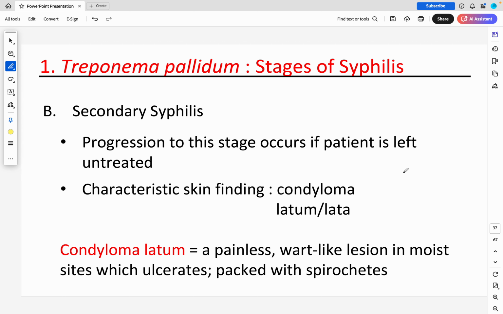Then there is secondary syphilis, which is the progression of the primary stage if the patient did not undergo treatment. A characteristic finding associated with secondary syphilis is development of a condyloma lata, which is also painless, but the lesion now is wart-like in appearance, usually inhabiting warm or moist sites with positive ulceration. And similar to the canker, it is packed with spirochete cells.